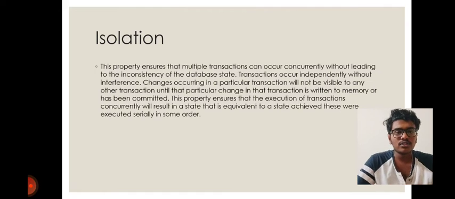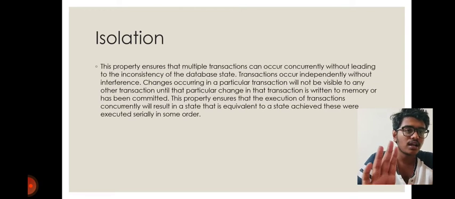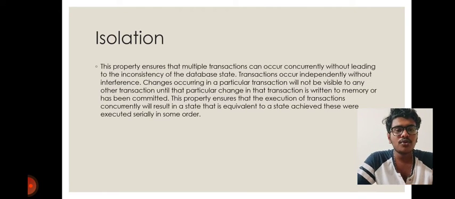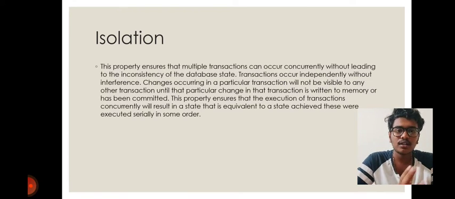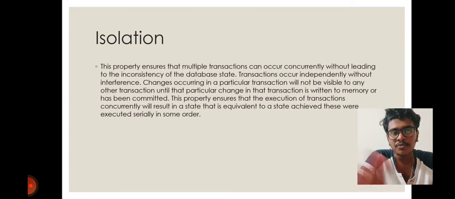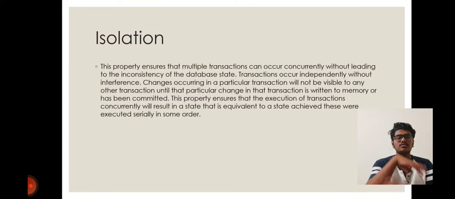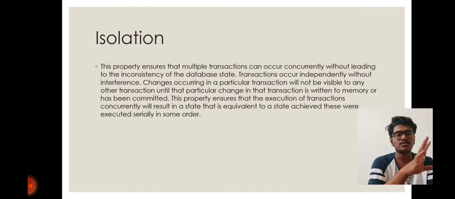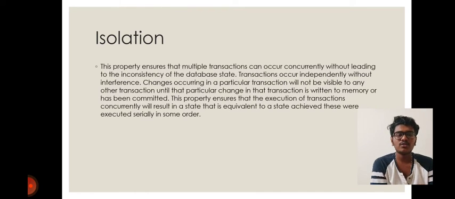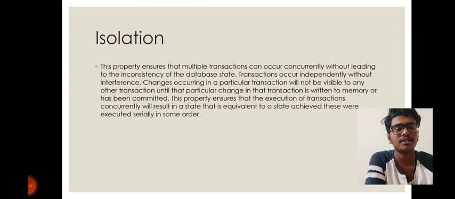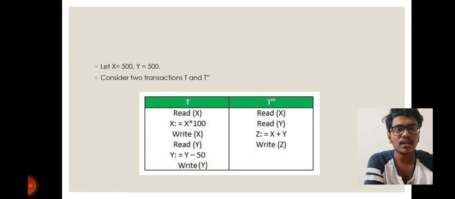This is about isolation. It discusses the property that ensures that multiple transactions can occur concurrently without leading to inconsistency of database state. So transactions can occur independently without interference. Changes occurring in a particular transaction will not be visible to any other transactions until that particular change in the transaction is written to memory or has been committed. So let us see an example.